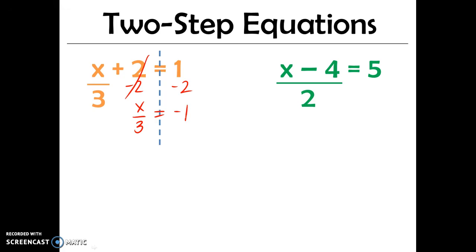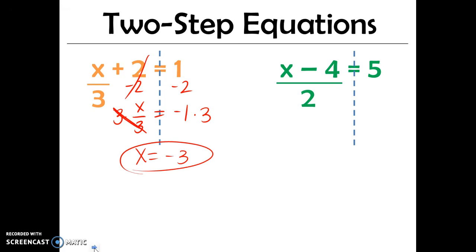Okay, so if you remember back to the one-step equations, when you have division, x is being divided by 3. The opposite is multiplying by 3. So both sides I'm going to multiply by 3. Now you can wipe those 3's out, and you're left with just x equals negative 1 times 3 is a negative 3.